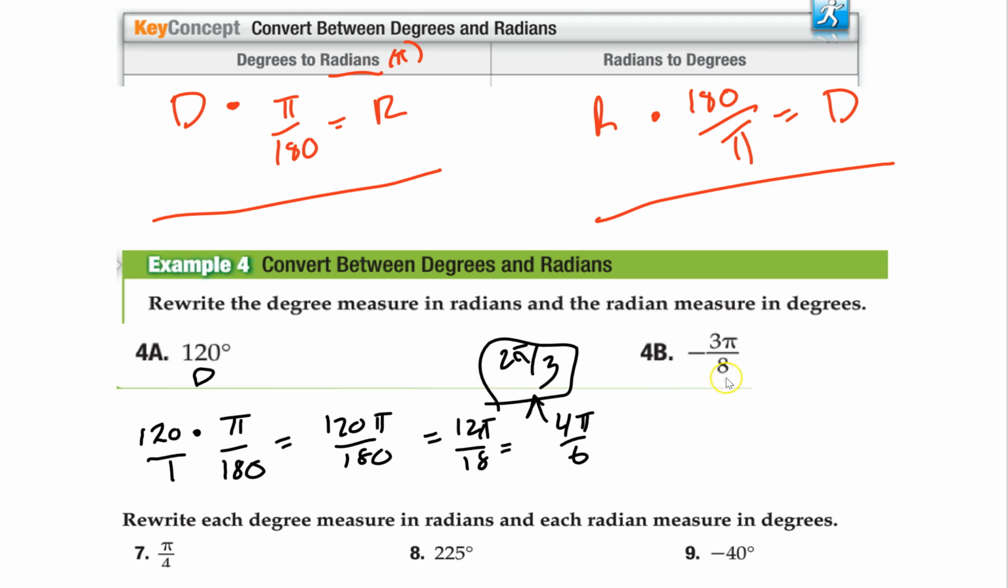We're not going to do much of that though. The next one, same idea. Oh, now you have radians. You want to go to degrees. So radians to degrees is you flip it. Degrees doesn't have a pi sign usually. So multiply by the pi on the bottom.